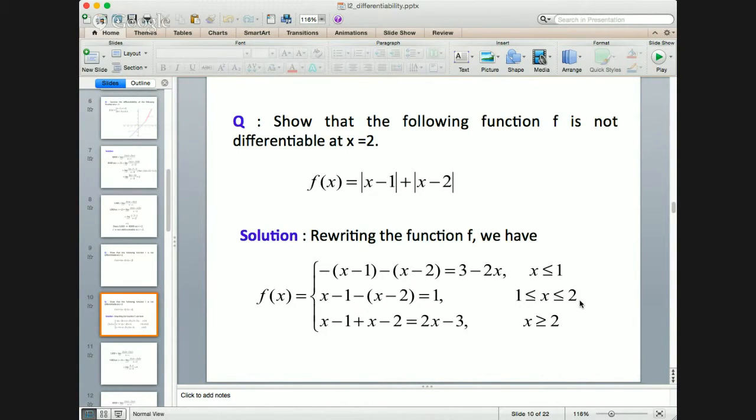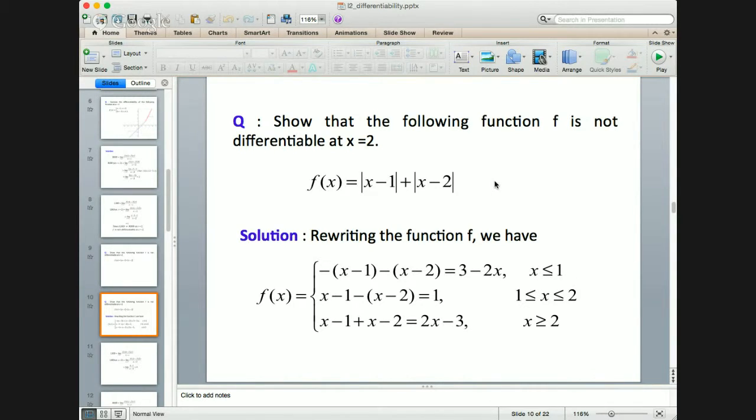So 2 and 1 can be included here with some confidence that the function may be continuous. That means at x equal to 1, whether I take a value from here or a value from here, they are going to be the same. So you can see that they are.